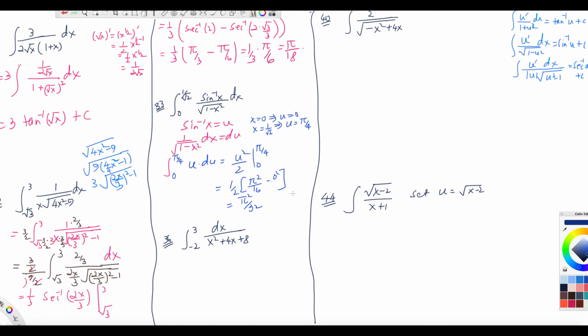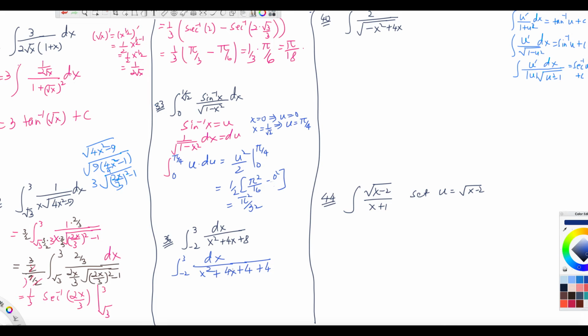That's what it looks like. Now number 36, there is a plus. Do you remember completing the square from college algebra? So you can write this integral from negative 2 to 3 of dx over x squared plus 4x plus 4, and then plus 4. You see that? Plus 4.